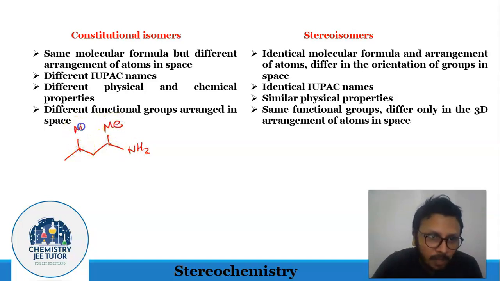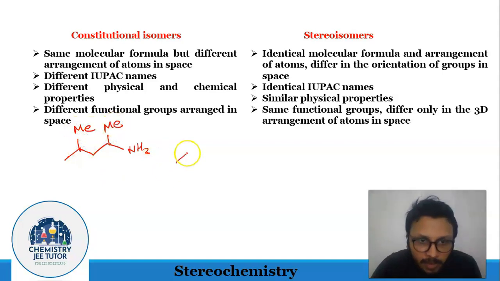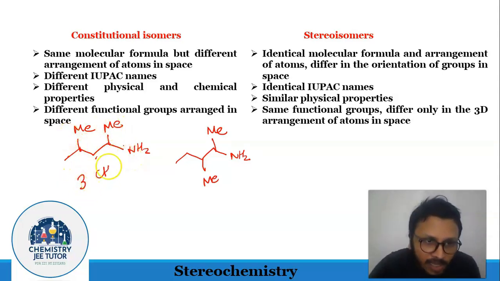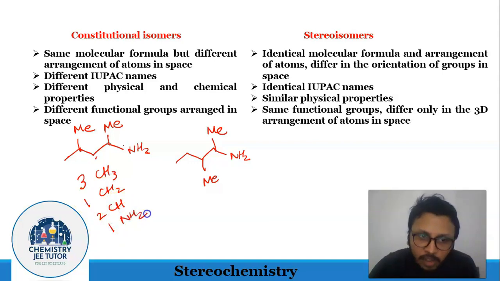We have a methyl here, we have a methyl here, and this one. We have a methyl. We have the same arrangement, we have the same molecular formula. You see here is a CH3, we have a CH here, another CH here, CH2 and an NH2, and we have two more CH3 here. So if we write, we have 3 CH3s, 1 CH2, 2 CH, and 1 NH2 group.